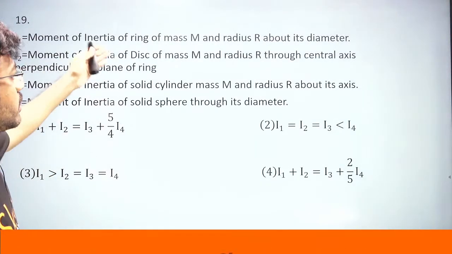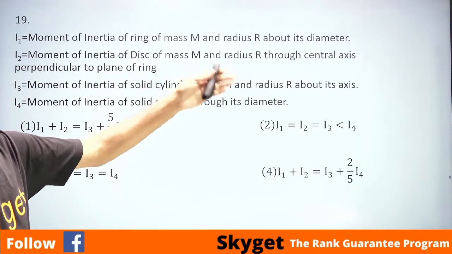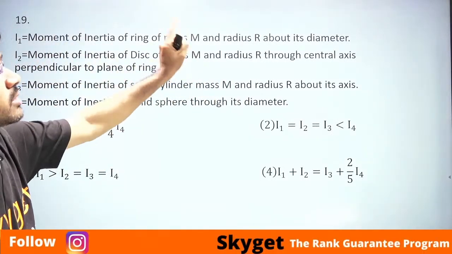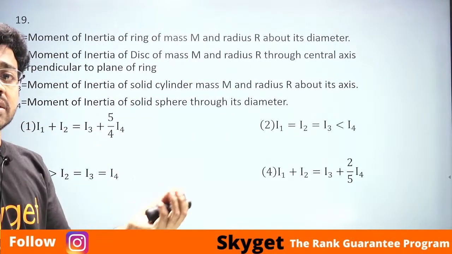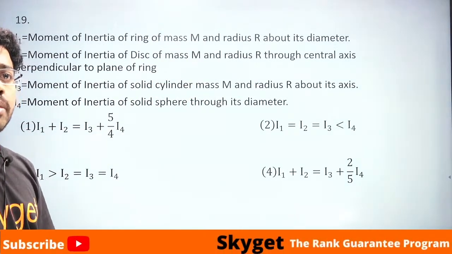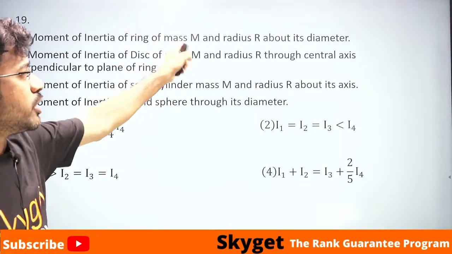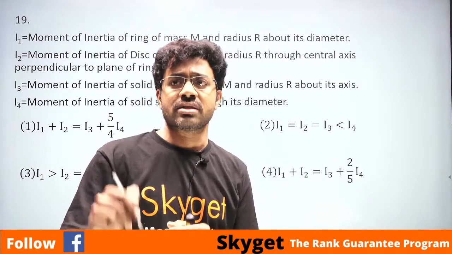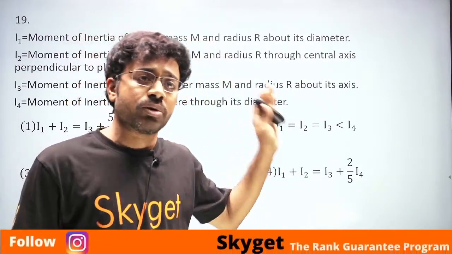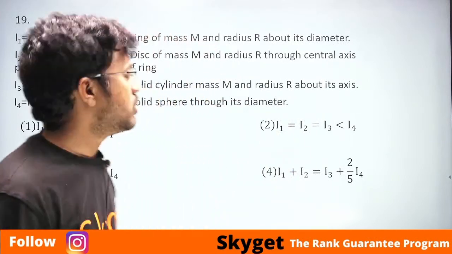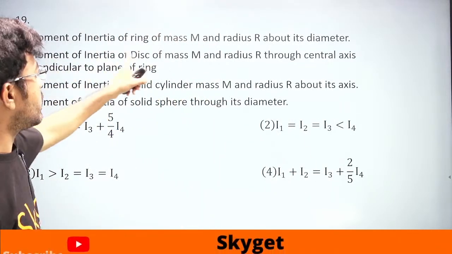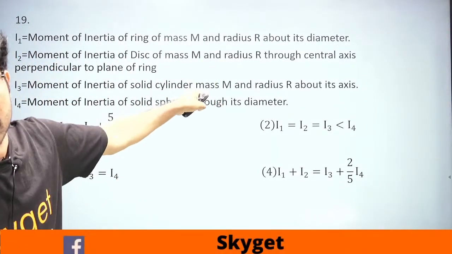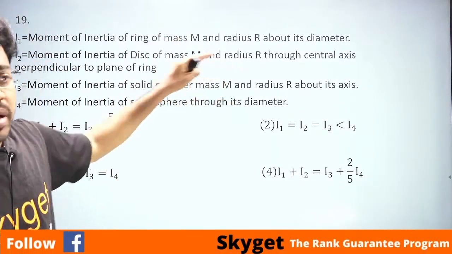So here he is asking to find the relation between the moment of inertia of 4 different objects, where I1 is the moment of inertia of a ring of mass m about the diameter. When the axis is passing through the center and perpendicular to the plane, the moment of inertia I is equal to mr square by 2. But here the axis is passing through the diameter. By using the perpendicular axis theorem, you can say the moment of inertia about the axis of the diameter is mr square by 4. Next, the second one, I2, is the moment of inertia of a disc of mass m and radius r passing through the central axis and perpendicular to the plane. Here obviously it is mr square by 2.